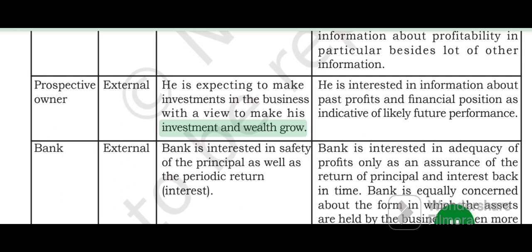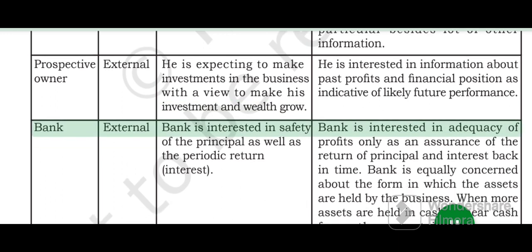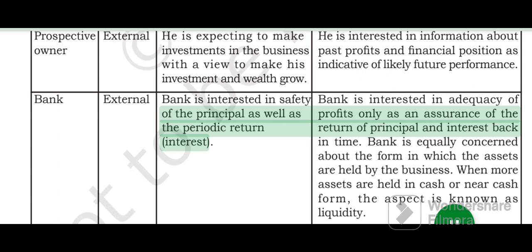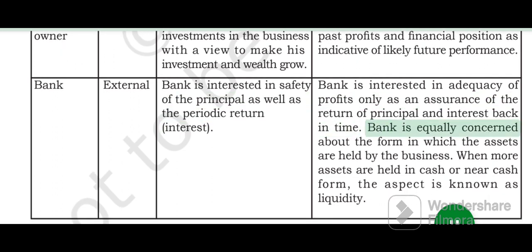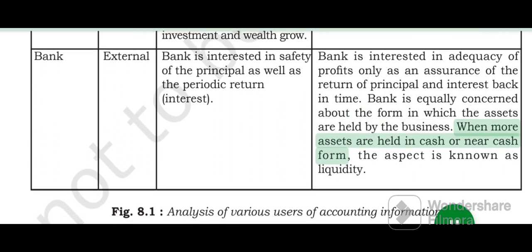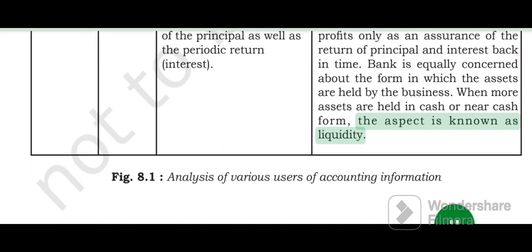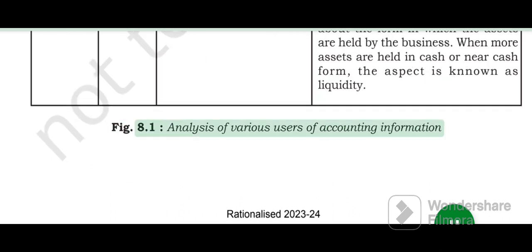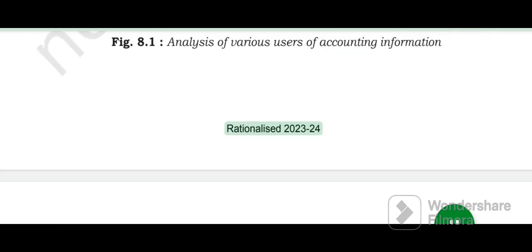Bank: external, the bank is interested in the safety and adequacy of the principal, as well as in profits, as an assurance of the periodic return of principal and interest back in time. The bank is equally concerned about the form in which the assets are held by the business. When more assets are held in cash or near cash form, the aspect is known as liquidity. Fig. 8.1. Analysis of various users of accounting information.